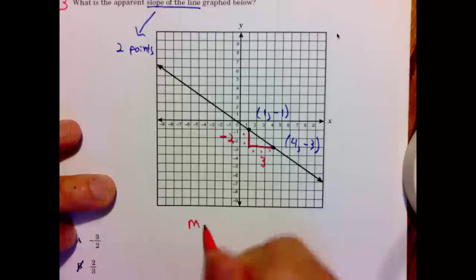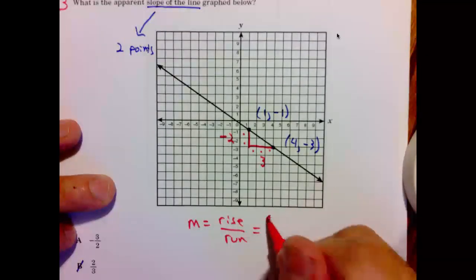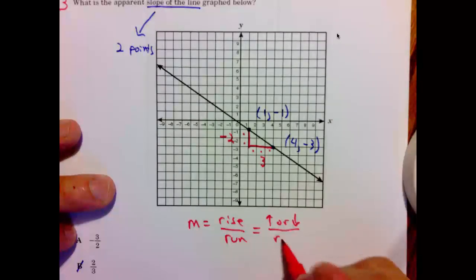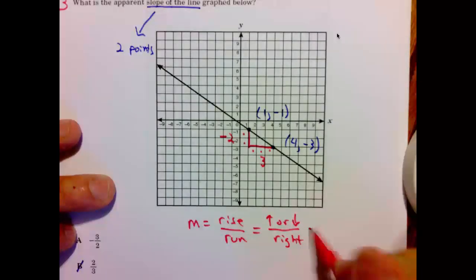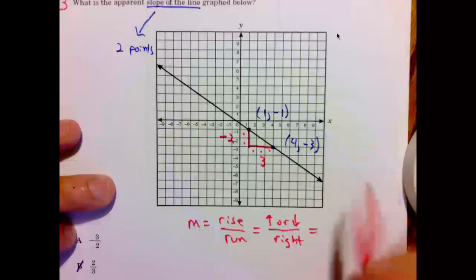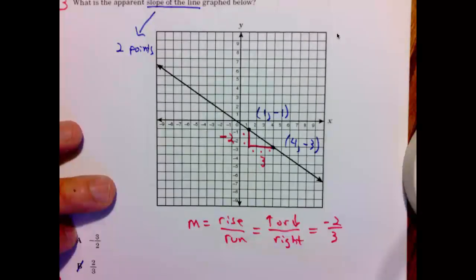Slope, m is the letter we use to designate slope, is rise over run. The rise is an up or down movement. Run we consider to the right. In this case, we went down 2 and right 3. So it is -2 over 3. As you can see, that is D.